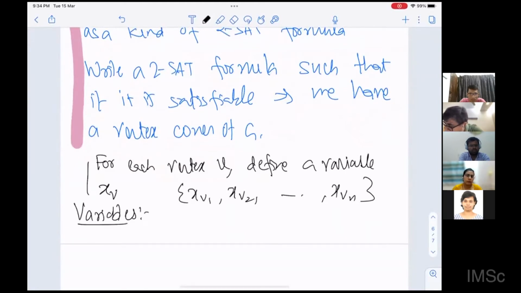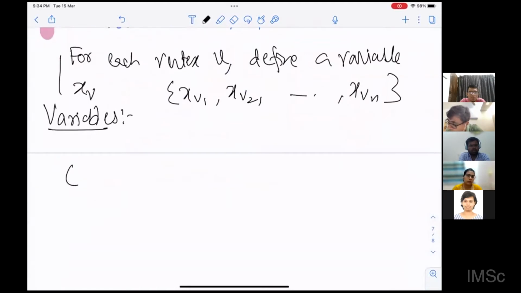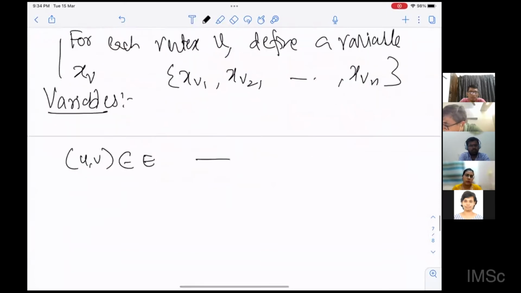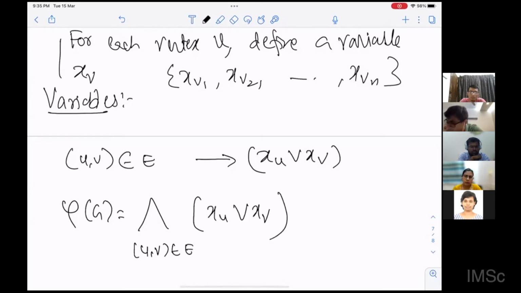Now what are my clauses? Make a clause c_uv as x_u or x_v if and only if uv is an edge. Suppose uv is an edge, then you give the corresponding clause x_u or x_v. Am I right? Yes. So what is the formula with respect to the graph we made? It is the AND over edges uv in E of (x_u or x_v). Is that fine with everybody?